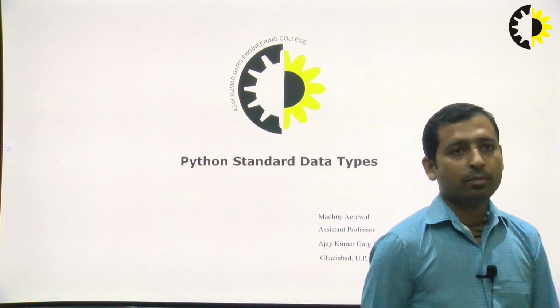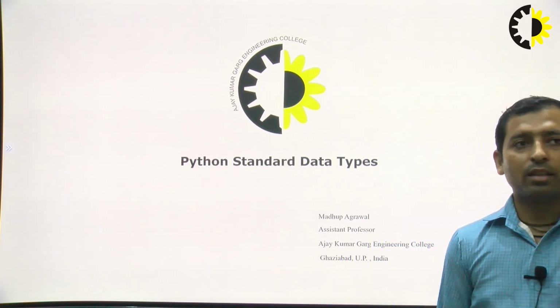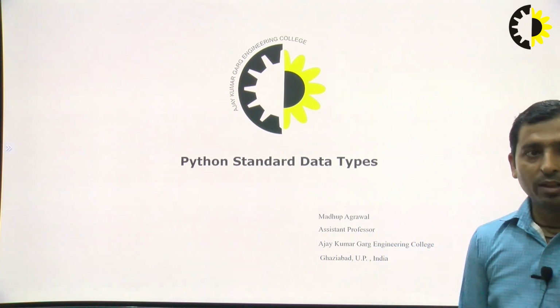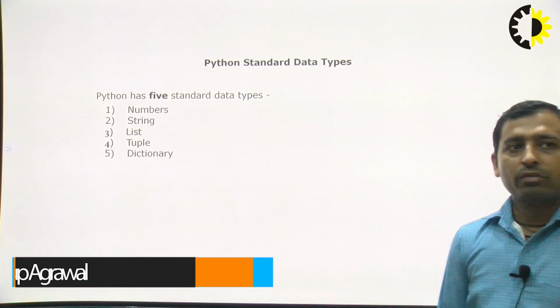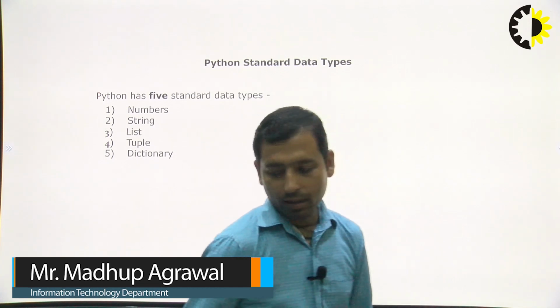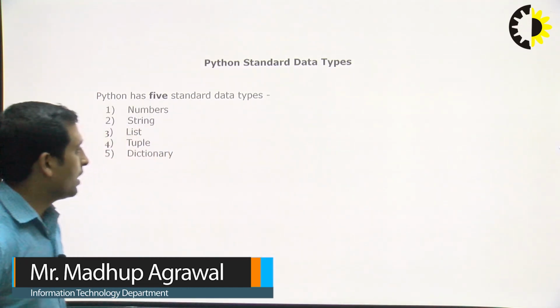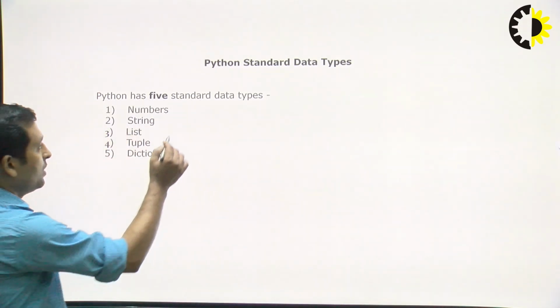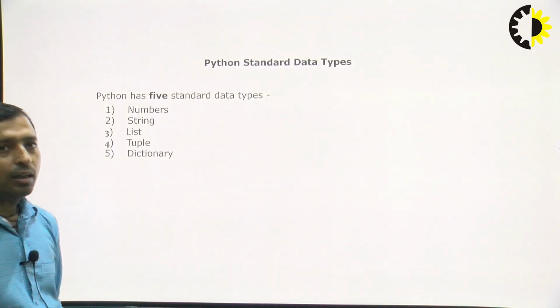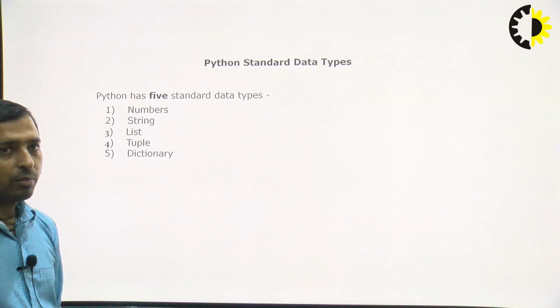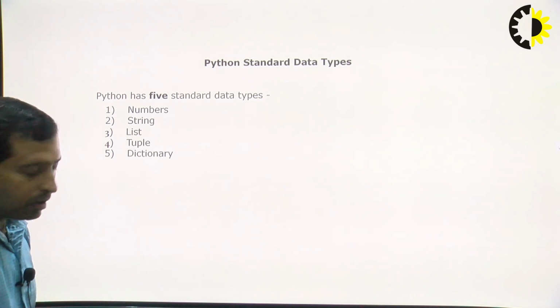Today our topic is Python standard data types. In the Python programming language, we use different data types, such as numbers, string, list, tuple, and dictionary. These are the main data types used in Python. One by one, we will see numbers, string, list, tuple, and dictionary thoroughly.